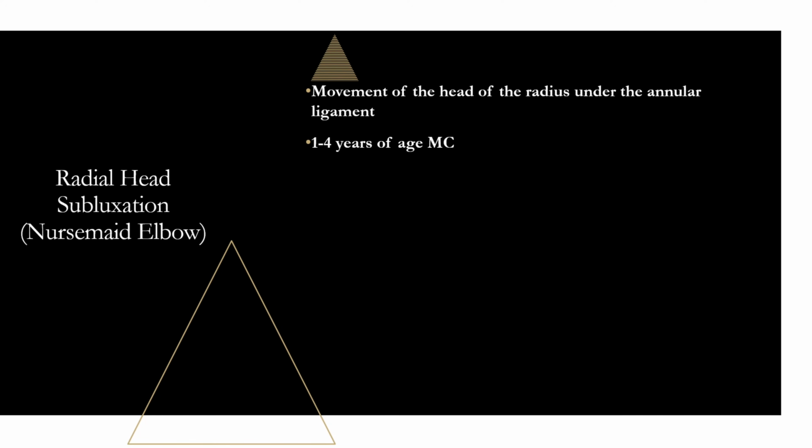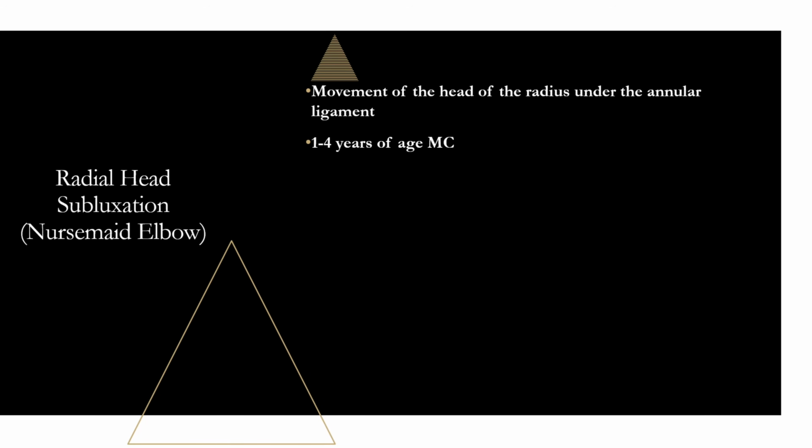The reason we see this frequently in young children, not adults, is because the attachment of the annular ligament is weaker in children than it is in adults. But as the child grows, the attachment between the annular ligament and the radius becomes thicker, it becomes stronger, and it prevents the subluxation. Usually by the age of 5 years old, the ligament is thick and strong enough that it's highly unlikely to tear, become displaced.